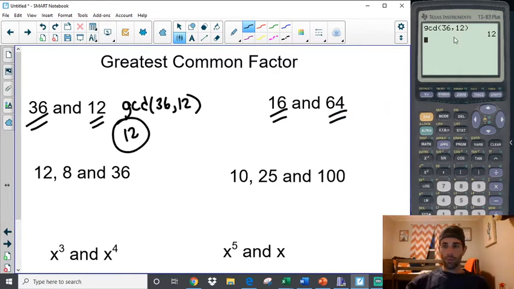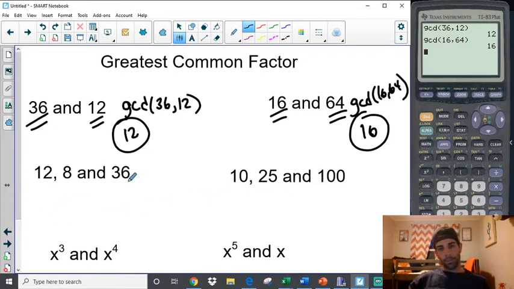16 and 64, same game. Math, 9. You would do 16, comma, 64. Close your parentheses, and your GCD is 16. So the GCD of 16 and 64 is 16.